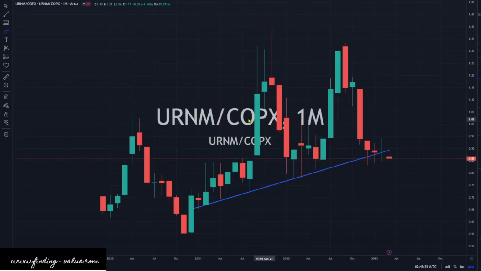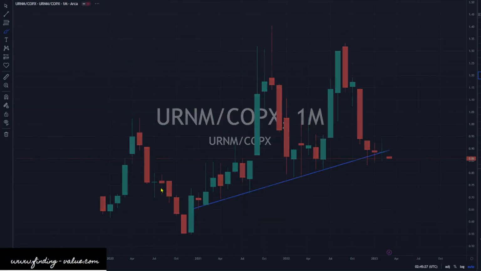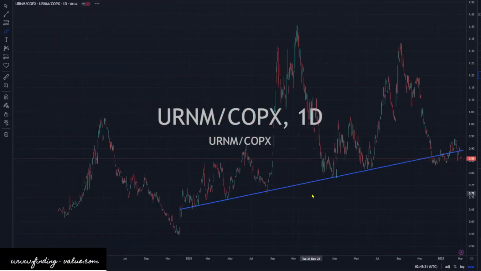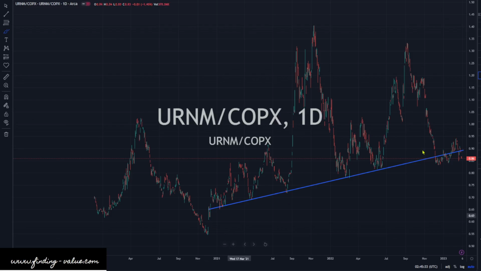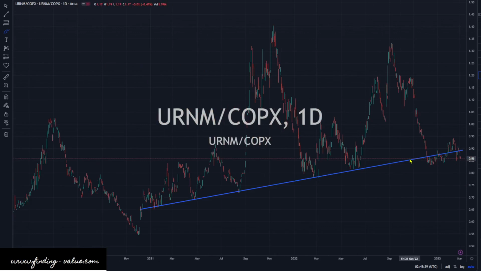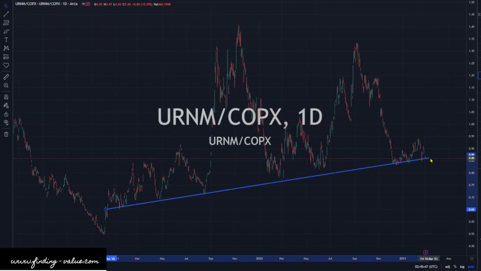Uranium, URNM versus COPX. Looking at this, we're still kind of chopping sideways. But more or less, if you look at it, it is one big gigantic cylinder. And we're kind of midway for the valuation of URNM to COPX. So it's interesting to see where this thing will break. And I don't have a clear direction on this one. I mean, you could draw this more like that and hit the bottoms of these, skip out on those. But we'll see which way it breaks.